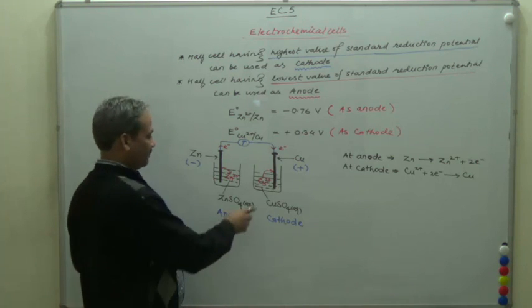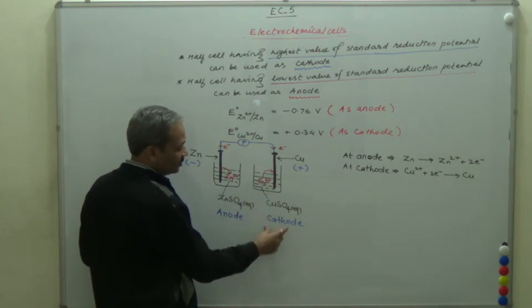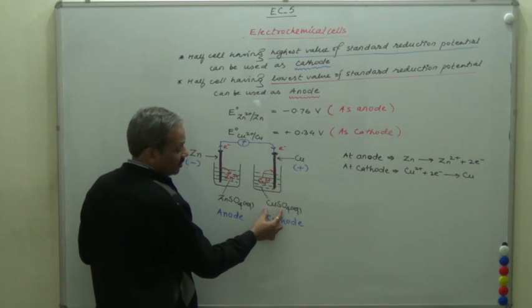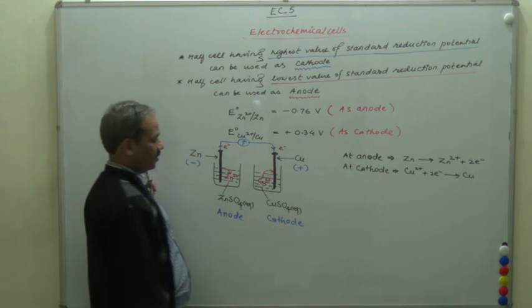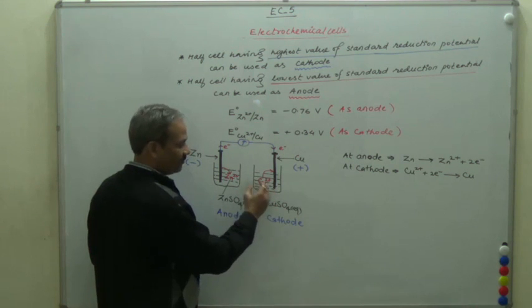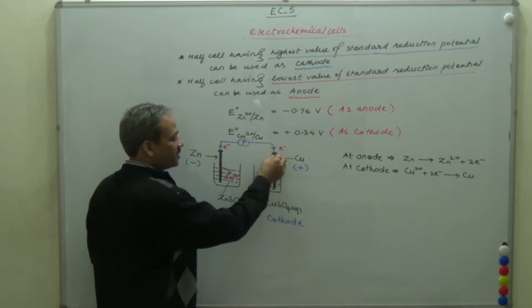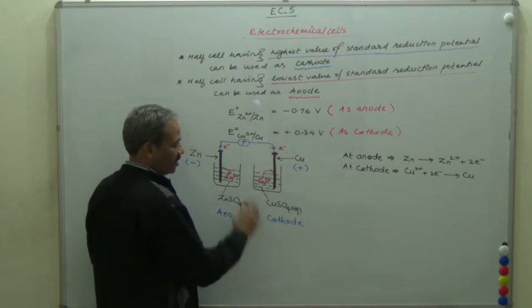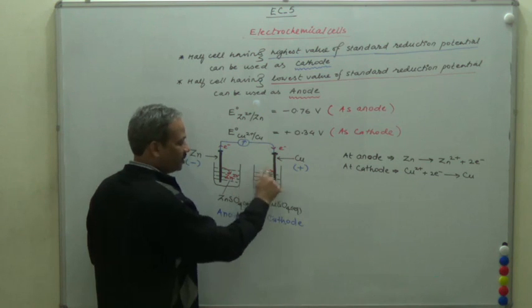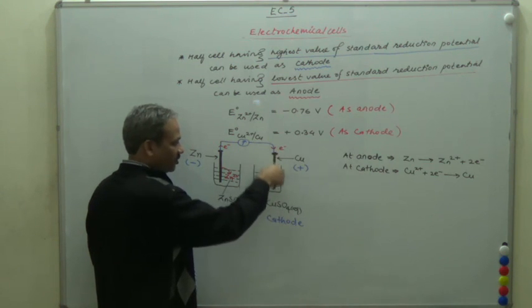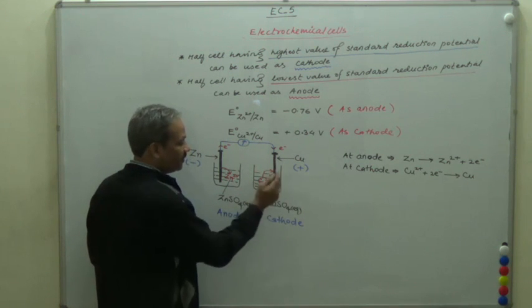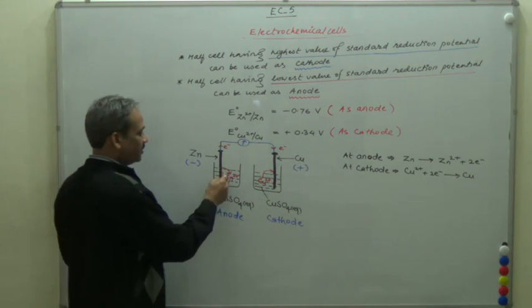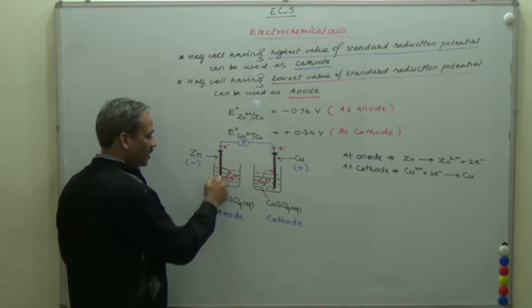Similarly here, before the reduction process of copper ion, this solution was completely electrically neutral because of the presence of the same number of moles of copper ion and sulfate ion. After some time, some of the copper ion will get reduced from this solution and will be deposited as copper on this copper rod, and this solution will become negatively charged. So in this negatively charged solution, further movement of electron will not take place, because again a liquid junction potential has developed between the solution and this copper rod. And here a liquid junction potential has developed between the solution and the zinc rod.